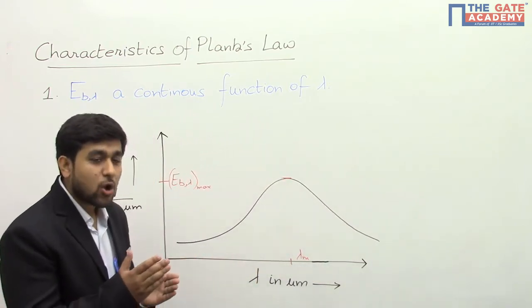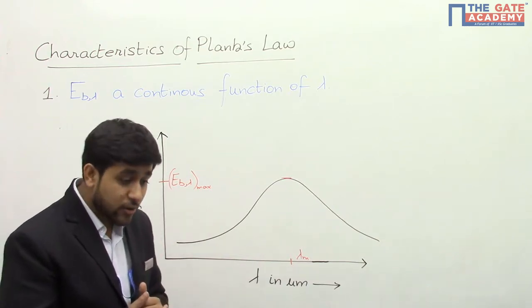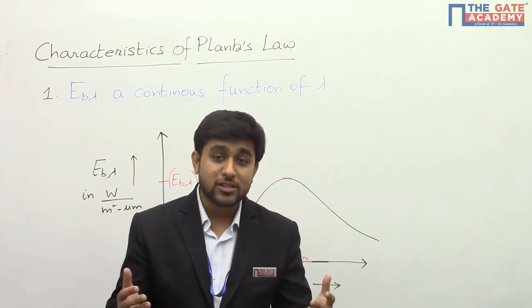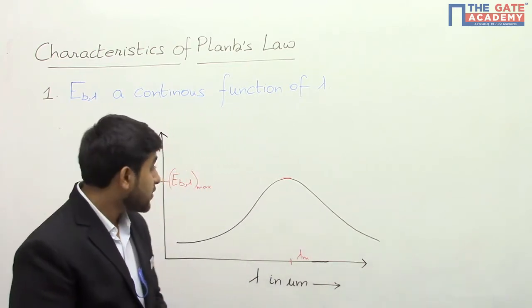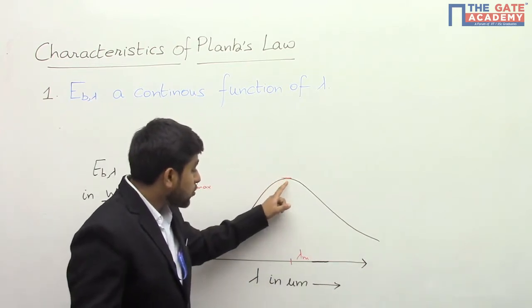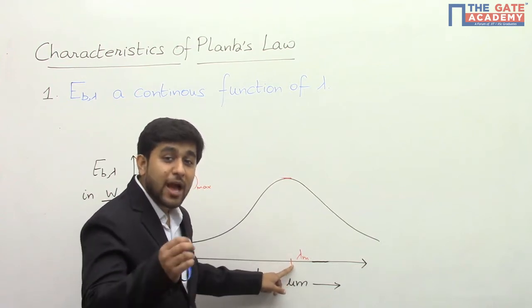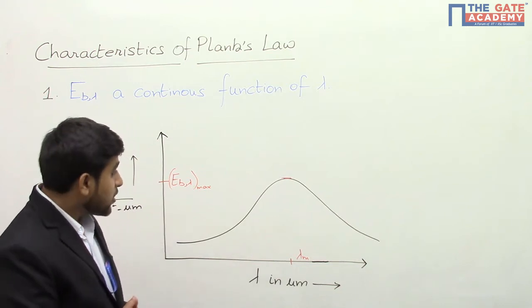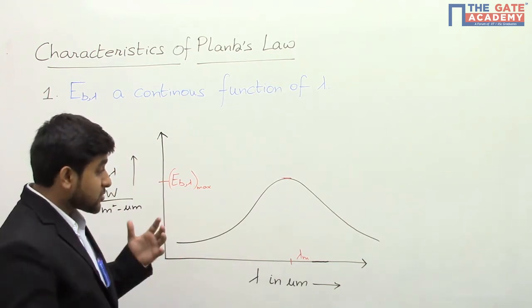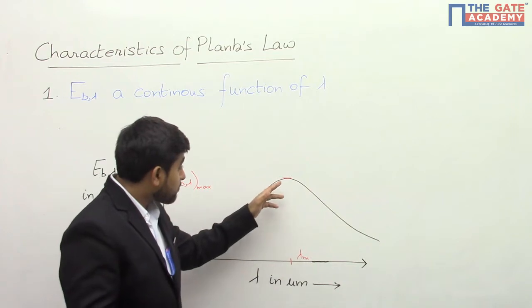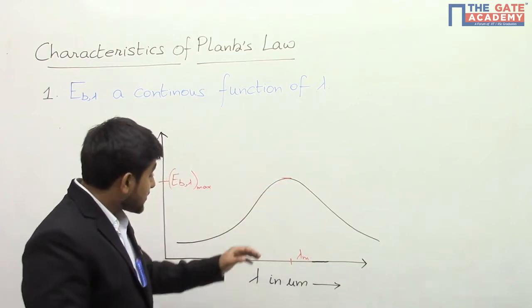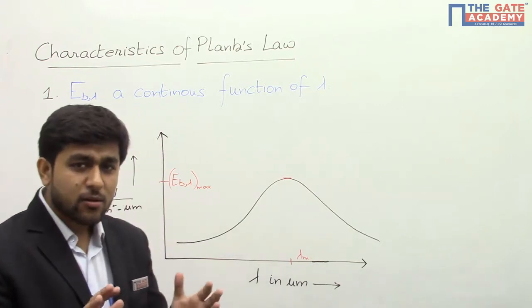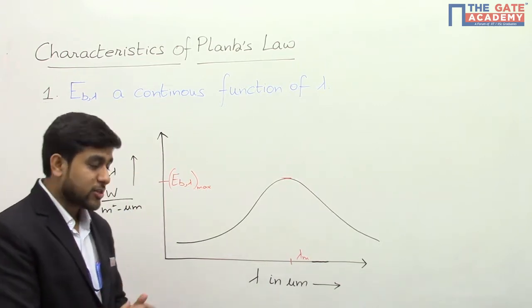For example, if I talk of bodies at room temperature, like bodies which have a temperature near about 273 Kelvin or 298 Kelvin, this maximum value is achieved for a wavelength lambda m equal to about 9 micrometers or 10 micrometers. Or if we talk of the sun, the maximum value of monochromatic emissive power is achieved for lambda m near about 0.5 micrometers.